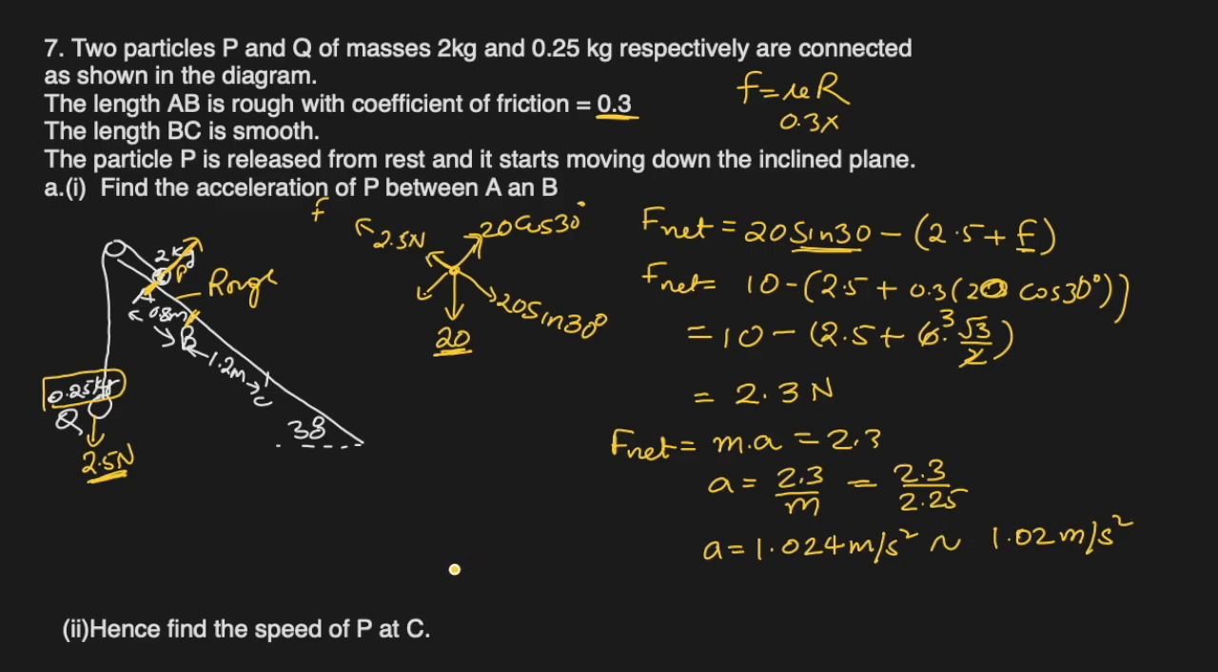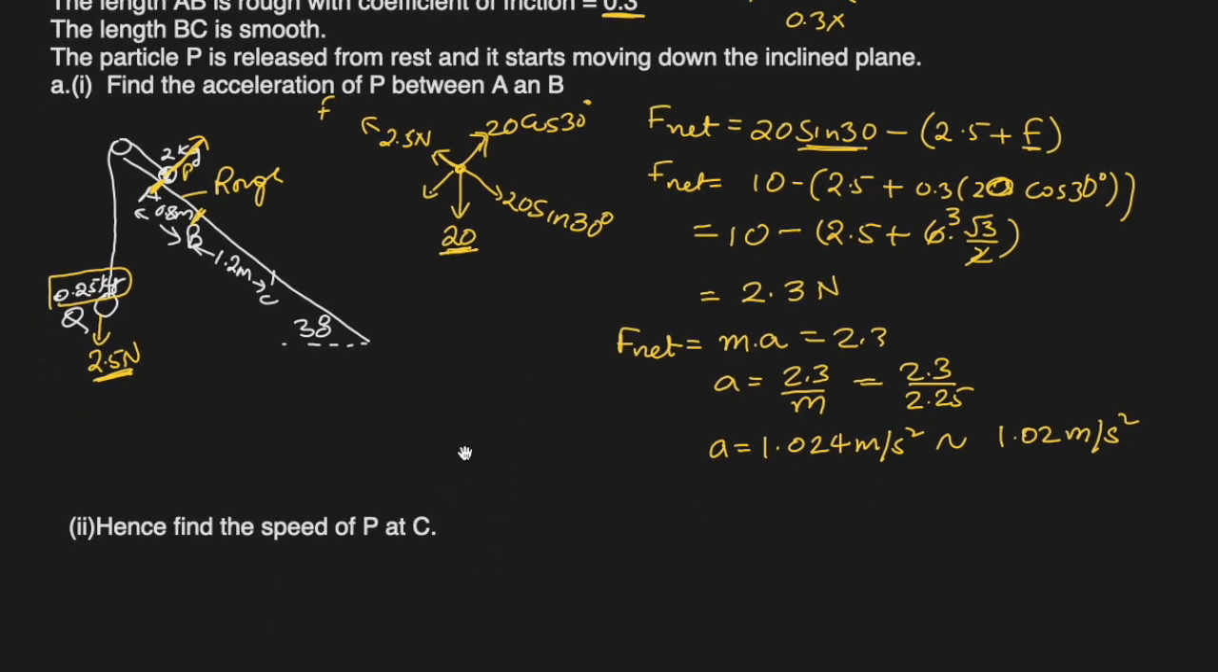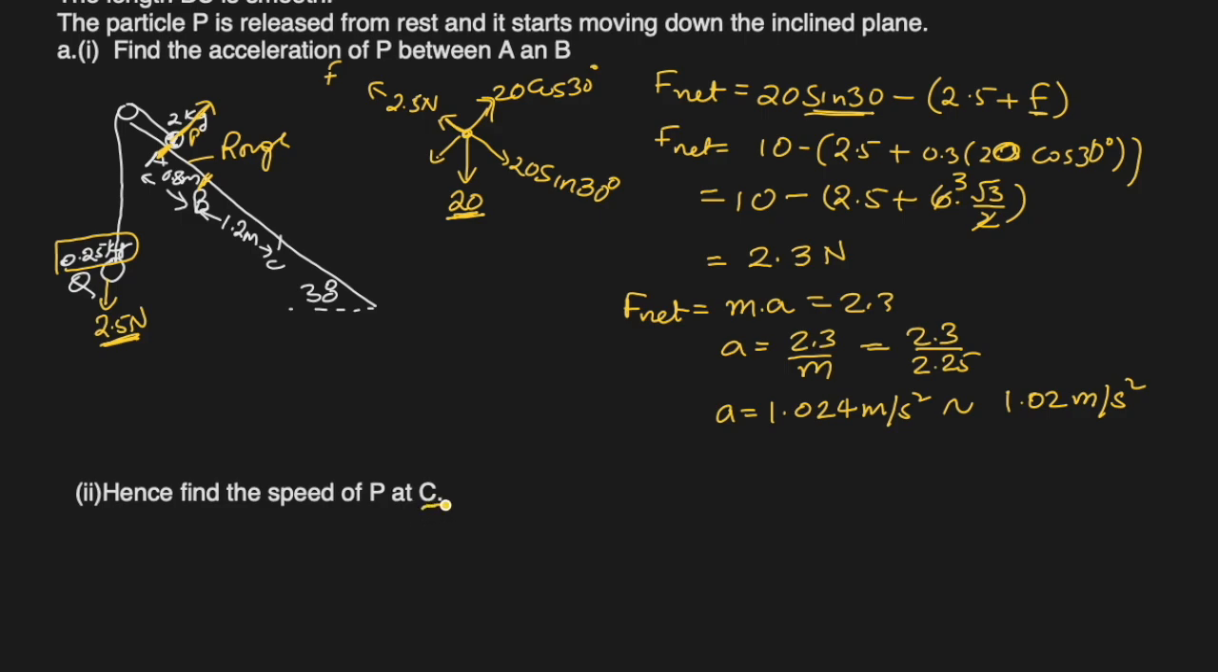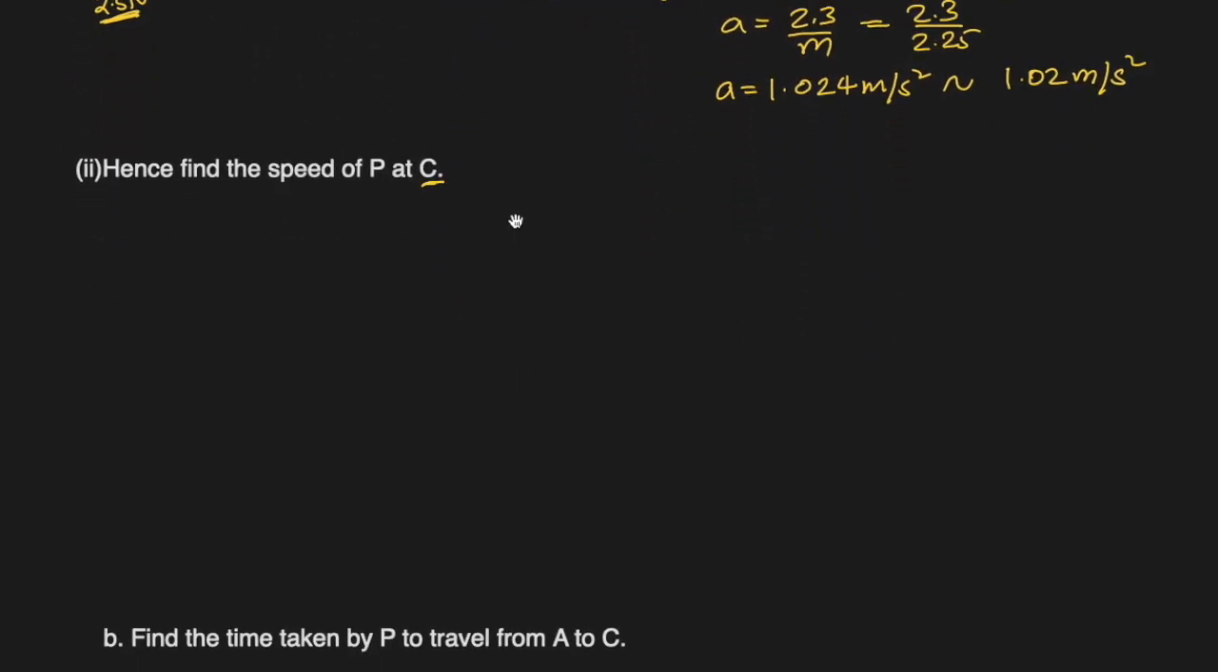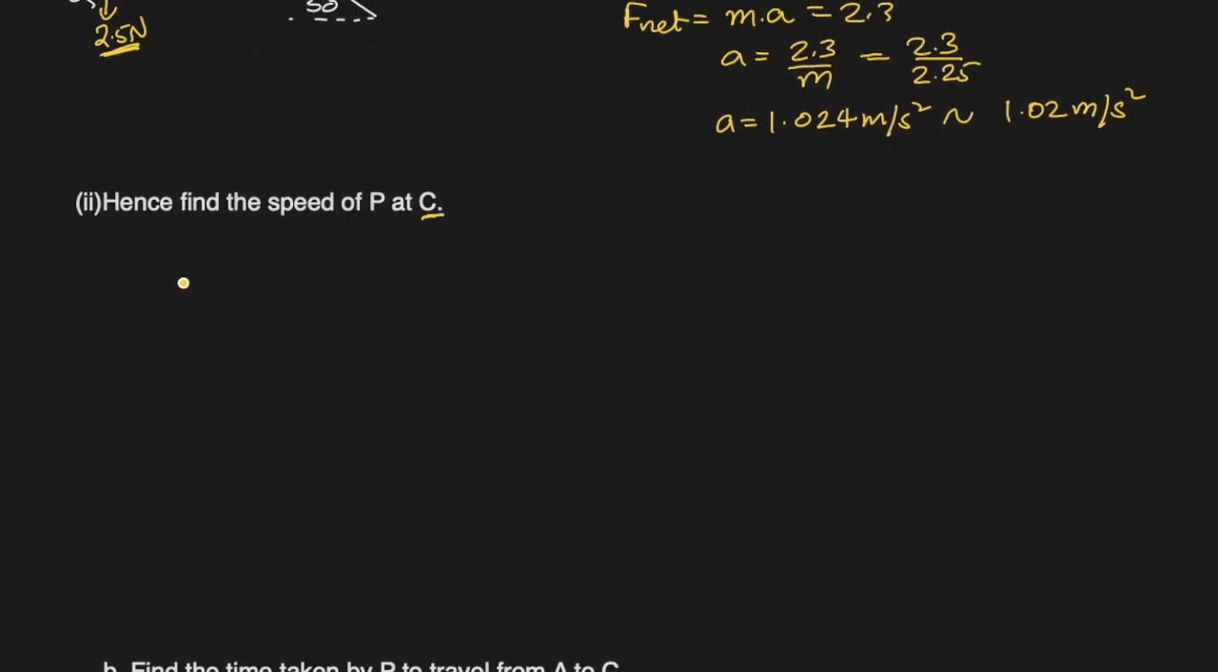Okay, hence find the speed of P at C, not B. This acceleration will help us to find the velocity at B, not C. So if it is A and it reaches B first and then it reaches C, let's find V here. U, because it was just released from rest, is 0, right?